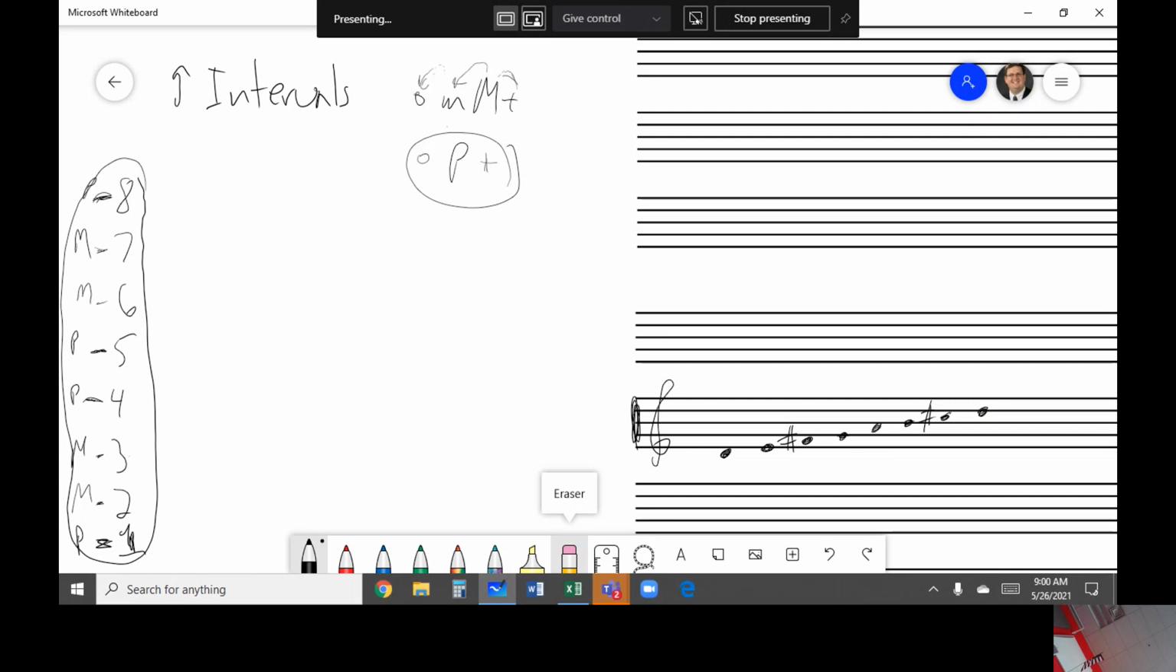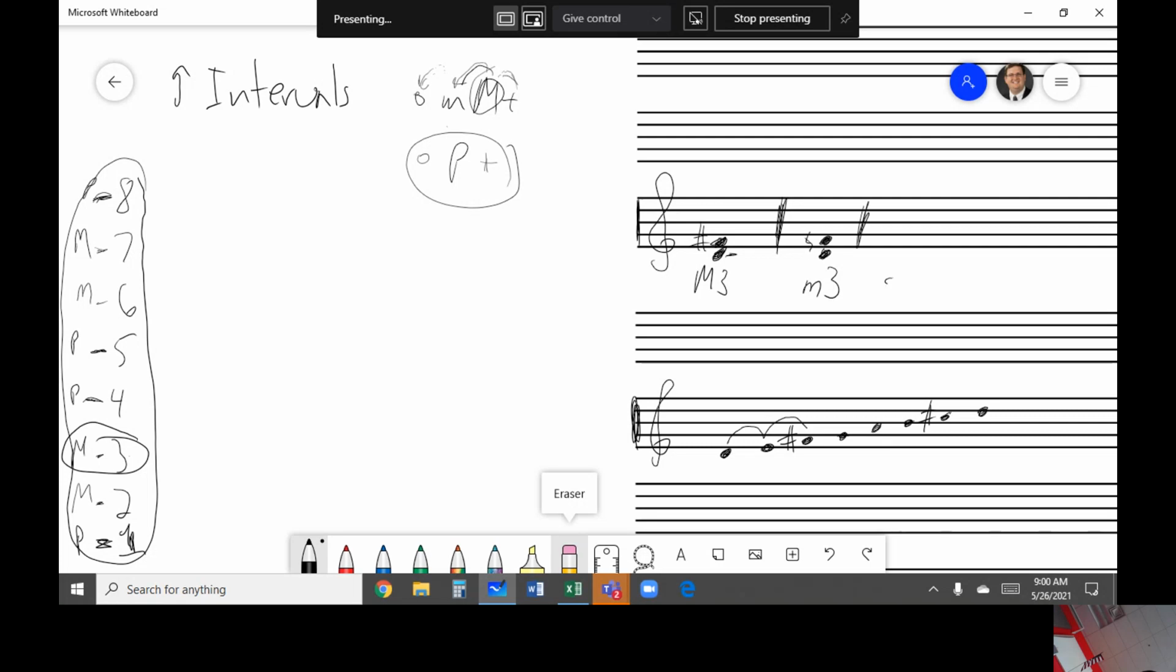Here's what I mean by that. If I were to ask you for a major third above D, it would be 1, 2, 3, an F sharp, because a third in its natural state is major. If I were to ask you for a major third above D, it would be an F sharp. If I were to ask you for a minor third above D, you would take the major and lower it a half step to F natural.